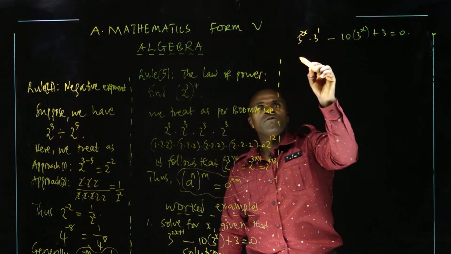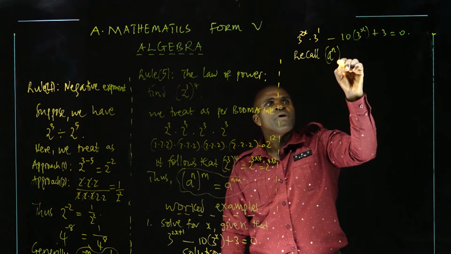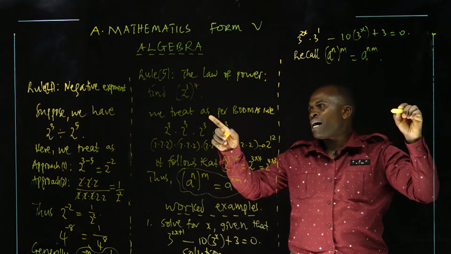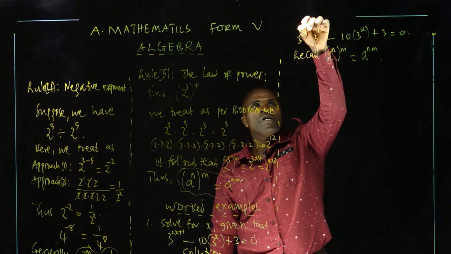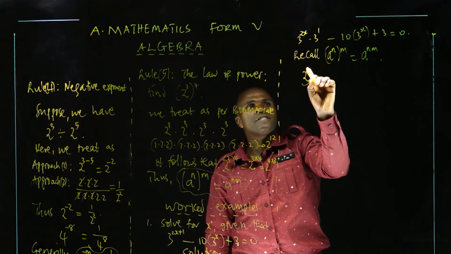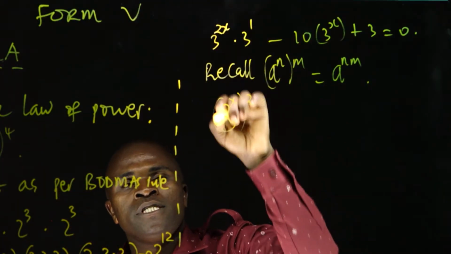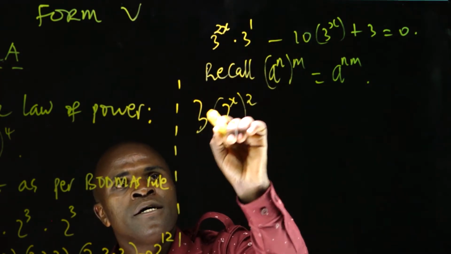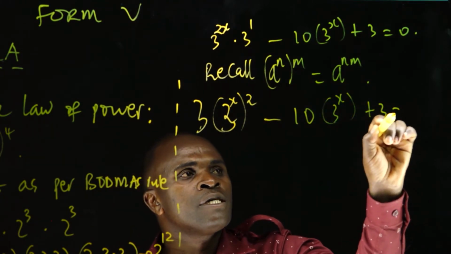And then checking from here, we say recall again. When we have a power n power m, this is a power n times m. That is from rule number 5, the law of power. Similarly, when you check here 3 power 2x, I can write like this, 3 power x bracket power 2. It means x times 2, then 2x. The 3 power 1 is 3. So I can put 3 here. And then minus 10, 3 power x, and then here plus 3 equals to 0.